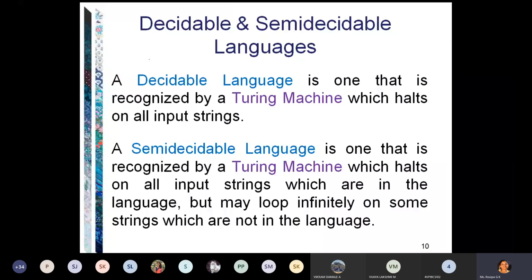The last point I am going to discuss today. A decidable language is the one that is recognized by a Turing machine which halts on all input strings. The point will be clear when we discuss Turing machine. But remember the definition like this: which halts on all input, it is decidable. And a semi-decidable language is recognized by a Turing machine which halts on all input strings that are in the language, but may loop infinitely on some strings which are not in the language; it may halt or may not halt.